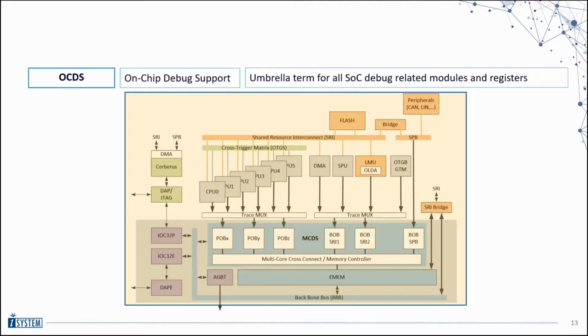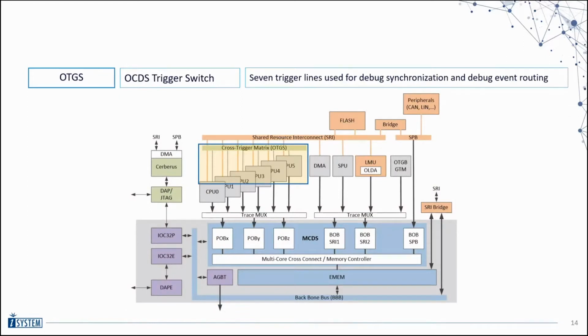Infineon calls the main debug module Cerberus. It enables run and stop control, access to SFRs, and other features required by hardware debuggers. Next, the OTGS, or OCDS trigger switch, consists of 7 independent trigger lines. The OTGS collects debug events from various sources such as CPUs, buses, and peripherals, and distributes them to CPUs, DMA, and trigger output pins.